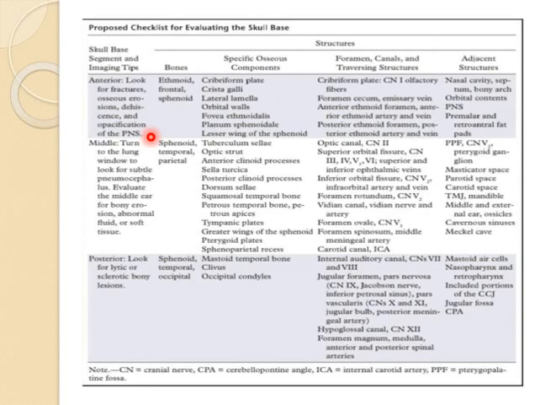In the middle cranial fossa, we must look at the middle ear and for bony erosion, abnormal fluid, and soft tissue. We must also turn to the lung window to see if there is any pneumocephalus. In the posterior cranial fossa, we must look for any lytic or sclerotic bony lesions.